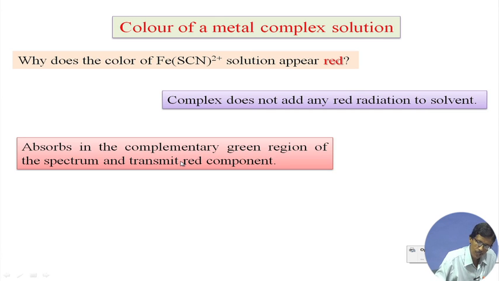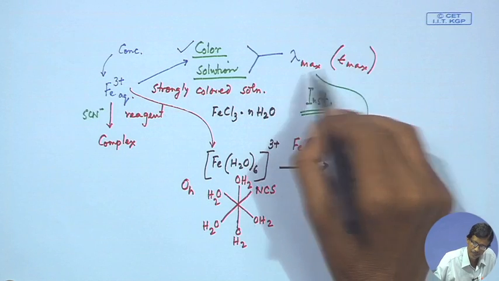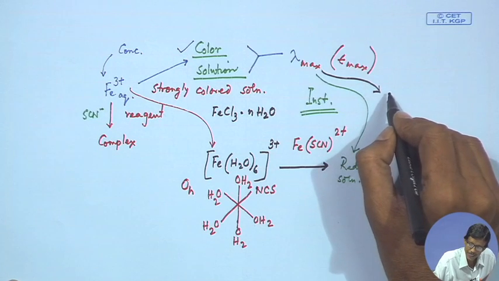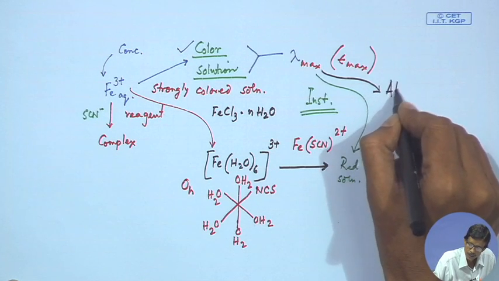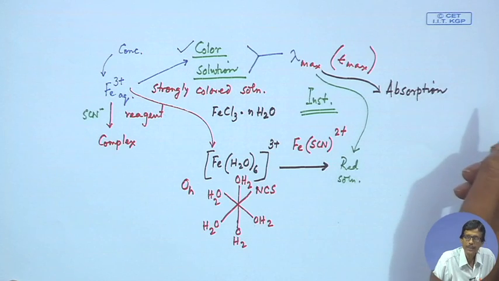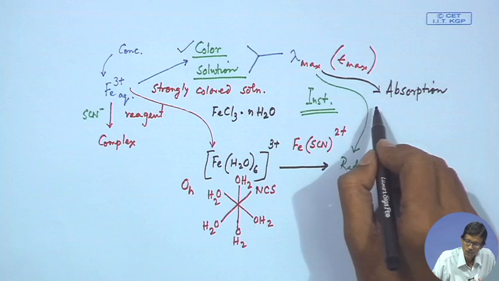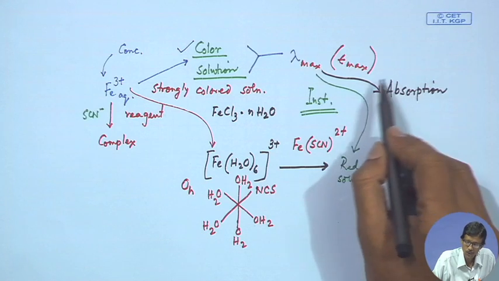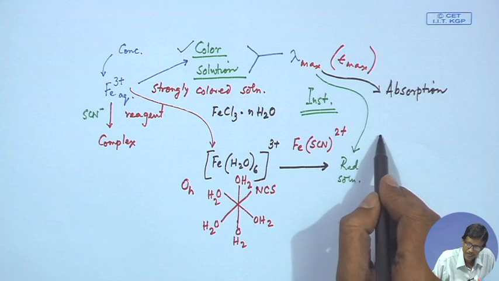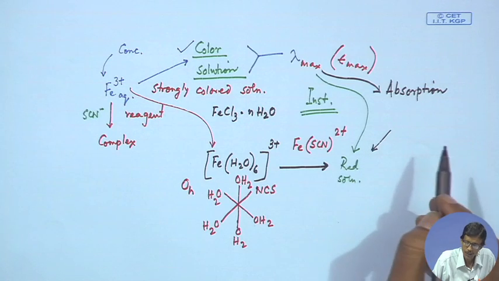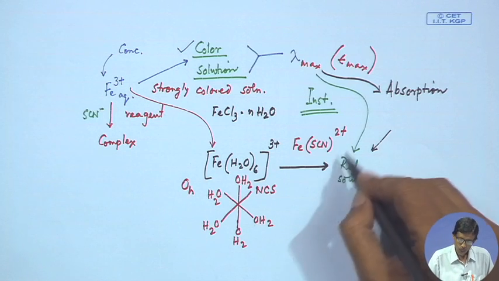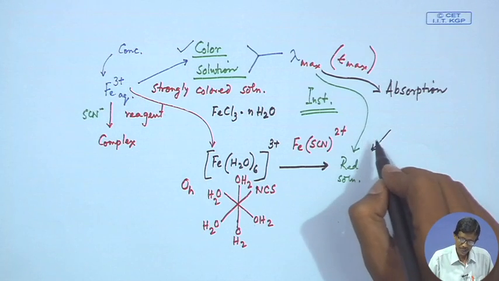Whatever we are talking about in all these cases, that means this lambda max, we will be talking now in terms of the corresponding radiation absorption, because this is the absorption spectra that we will get. So, electronic absorption. What is absorbing? The red colored solution does not mean that it is absorbing red wavelength or red radiation. So, what is that radiation? What should be its lambda value?